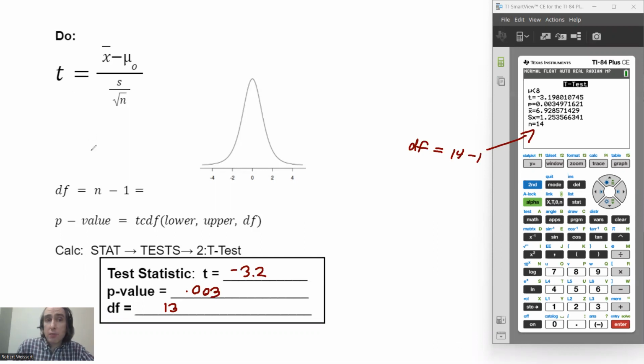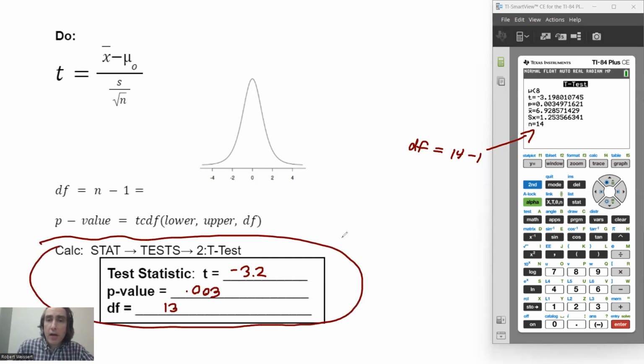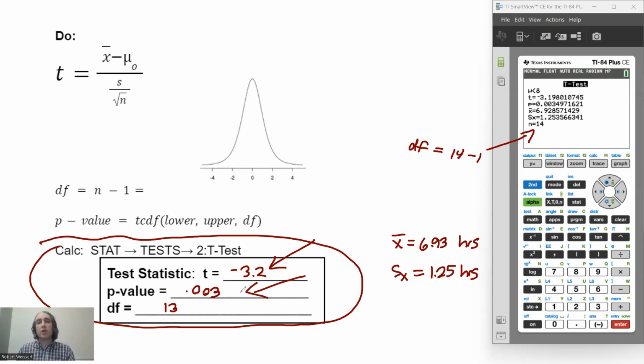So what do you need for the do part? Honestly, you're going to use the calculator here, and you're going to just kind of report this information here. And it doesn't hurt if you haven't already written it down somewhere else to write down the sample mean and the sample standard deviation. So Sx is going to be 1.25 hours. But most importantly, you need a t and you need a p-value to report this information here to make our conclusion. So what's our conclusion?